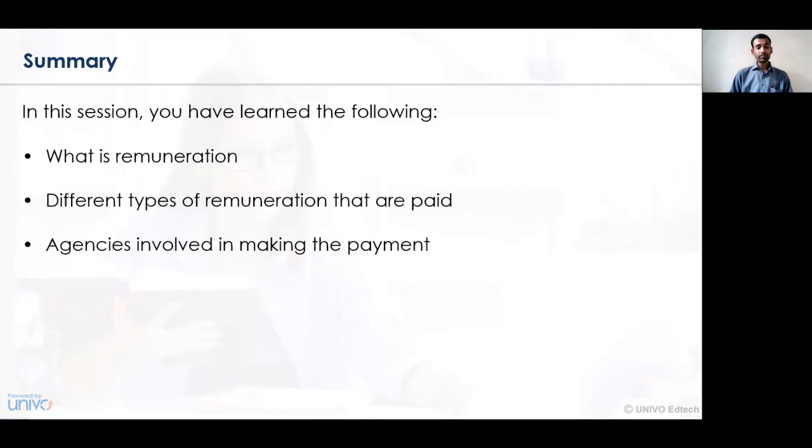Now let's summarize what we have learned at this stage. In this session, we have learned the concept of remuneration, what we mean by remuneration, and why remuneration is paid by the insurance company to the insurance broker or insurance agent. Next, we dealt with the various types of remuneration that an insurance company pays to its agents or brokers: at par, premium, discount, and applicability of knowledge, skill and ability. And lastly, we have seen the various agencies involved in making the payment for the insurance agent. And hence, this chapter concludes.